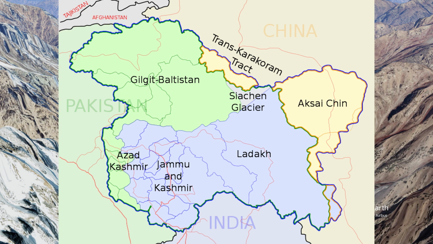Now, the green areas here are administered by Pakistan, the blue by India, and the yellow by China. But it is not that straightforward. Firstly, the region Gilgit-Baltistan has been subject of a dispute between India and Pakistan for many years. And second, the regions Jammu and Kashmir and Ladakh are both regions administered by India as union territories, but have been subject of a dispute between India, Pakistan, and China. So this is a complicated area geographically and politically.